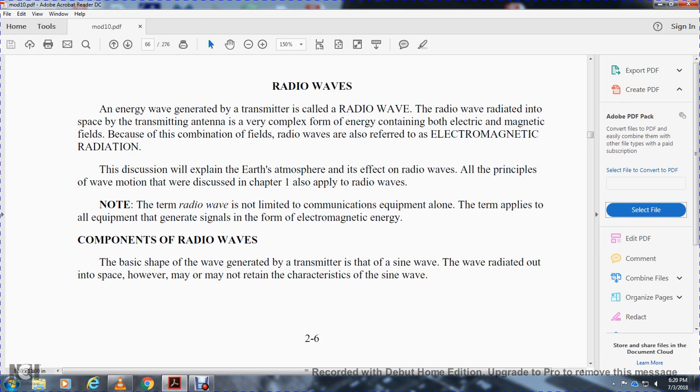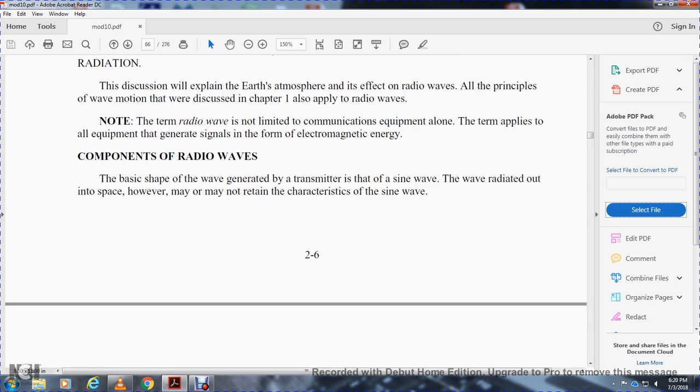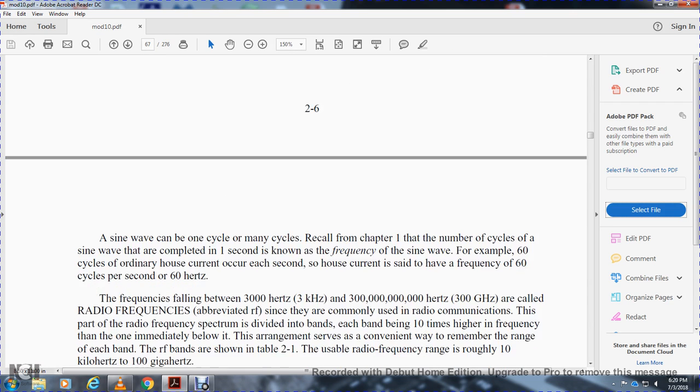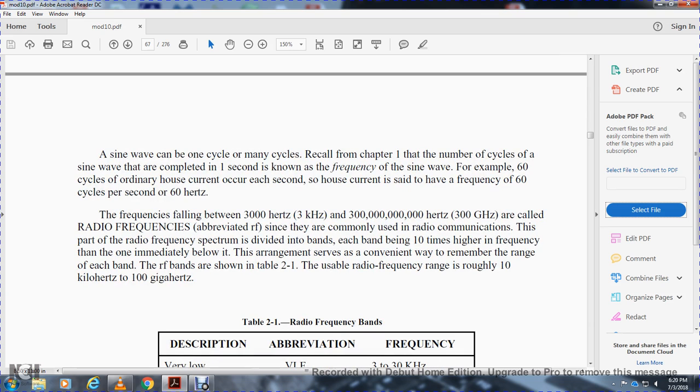Components of the radio wave. The basic shape of the wave generated by the transmitter is that of the sine wave radiated out into space; however, it may or may not retain the character of the sine wave. The sine wave can be one cycle or many cycles. Recall from Chapter 1 that the number of cycles of the sine wave completed in 1 second is known as the frequency of the sine wave. For example, the 60 cycles of ordinary house current occur each second. House current is said to have a frequency of 60 cycles per second, or 60 hertz.